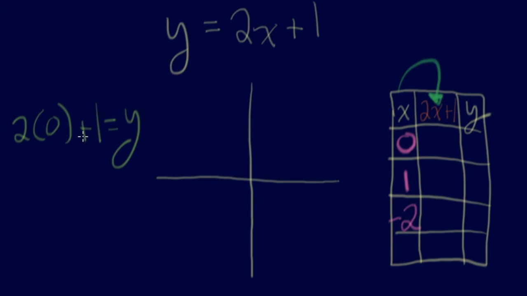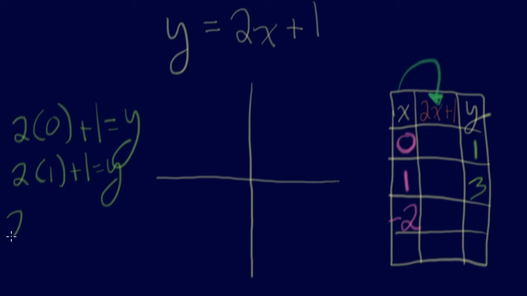What is 2 times 0 plus 1? That's just going to be 1. So I'm going to put the 1 there. How about when x is 1? So 2 times 1 plus 1. So that's going to be 2 plus 1. That's going to be 3.